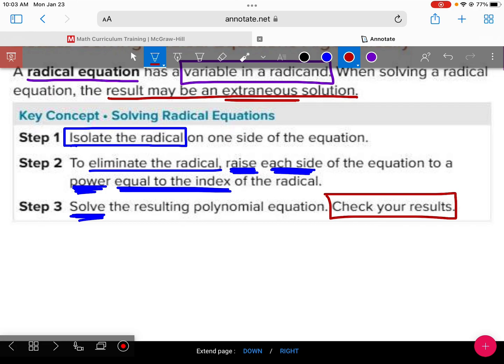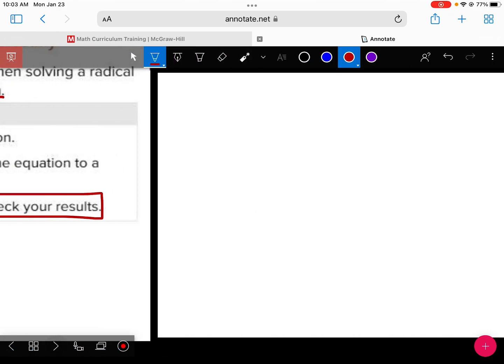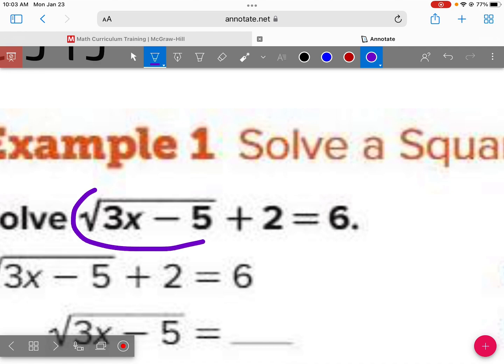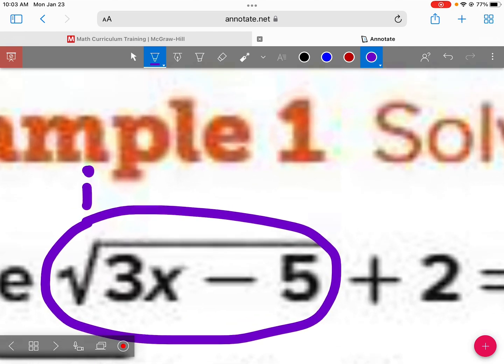So let's practice doing that on example problem number 1. So we're going to walk through these 3 steps. What is our first step again? Isolate the radical. Then we're going to raise each side to a power equal to whatever my index is. So when we say isolate the radical, what is the radical in this problem? Yes, this right here is what we want to isolate.